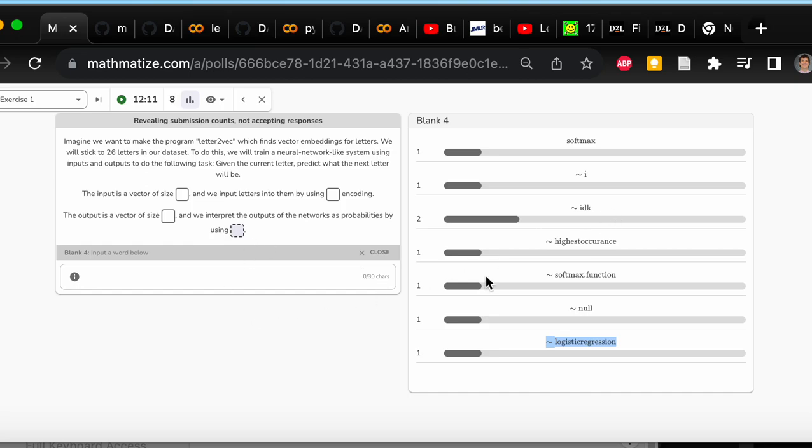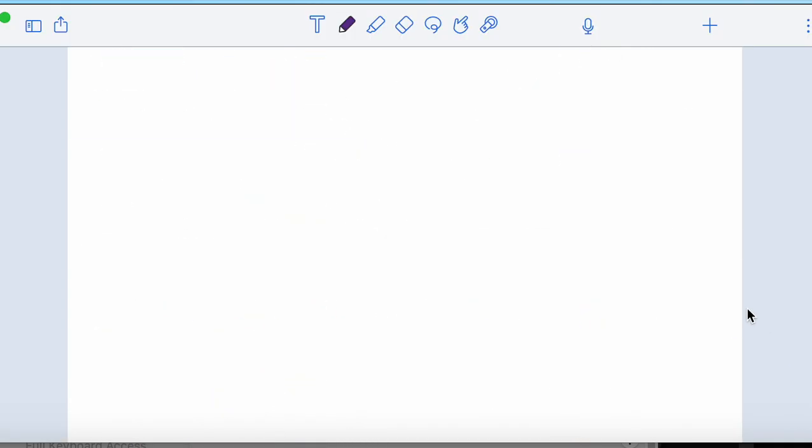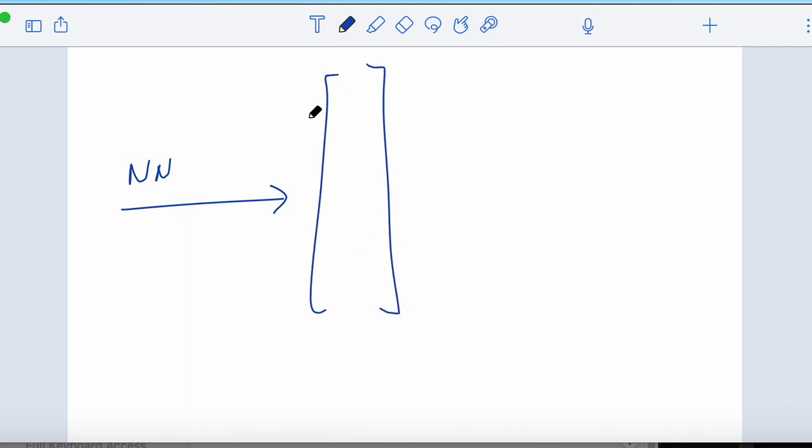So I think there's a good consensus here on what to do on the output. The input we don't know yet, but on the output, the neural network will do some stuff to whatever the input is, and at the output we'll get a vector of size 26. So maybe we'll get like 7.5, -3, 100, -0.5, and we'll have 26 numbers. These are 26 real numbers, so this is a vector in R to the 26.